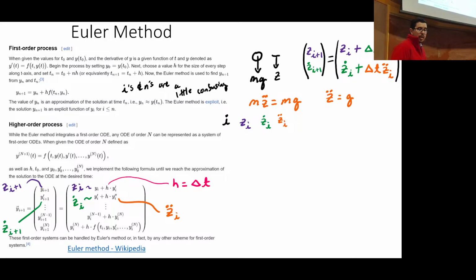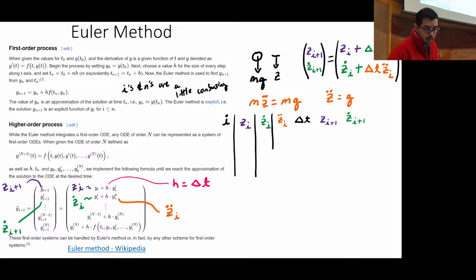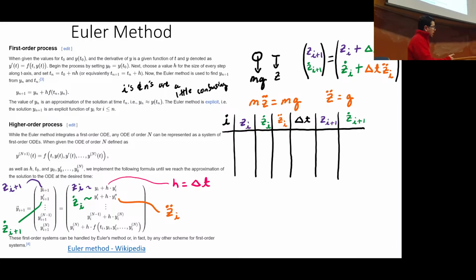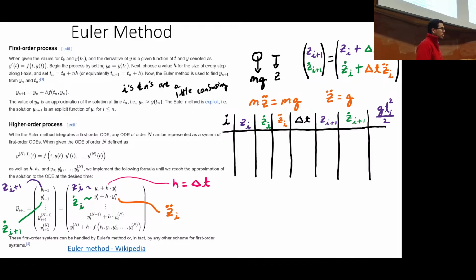It's often not a bad idea to make a little grid like you see here. Okay, so we have i, which is our step, and we have z i, z dot i, z double dot i. Okay, we have our time step, and we have our position in the next time step, and our velocity in the next time step, and we can compare this to the truth.